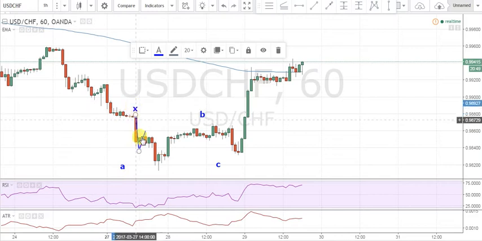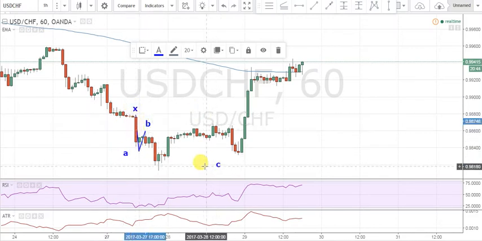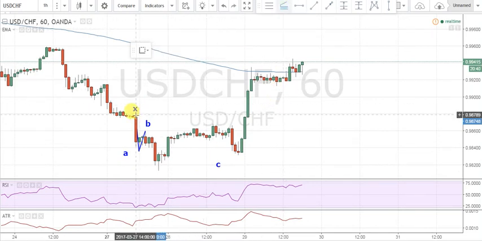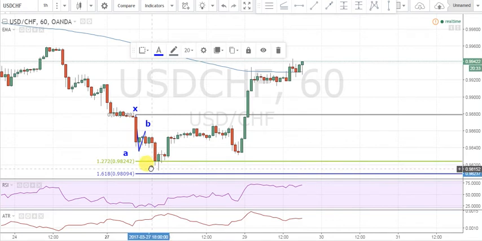So we have our X leg here, we have our A leg here, we have our completion of B here, and our C would be the 1.272 to 1.618 of the X to A leg. So if we were to take an extension of this X to A, what do we get? We get a C completion right at 1.272. Price rejected 1.272 before making its way up.